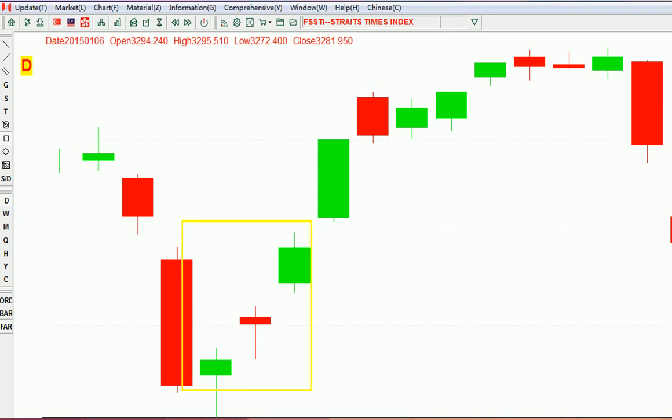But we can see that this one is the red candlestick, but you should know that the open price is higher than this close price. So this one is the fourth red candlestick, okay? This one is still the bullish candlestick because the open price is higher than this close price, okay?